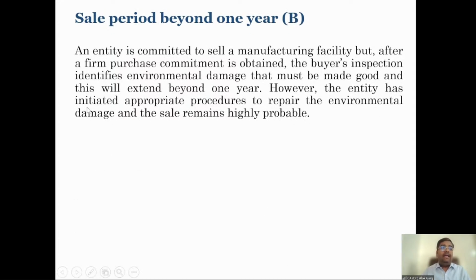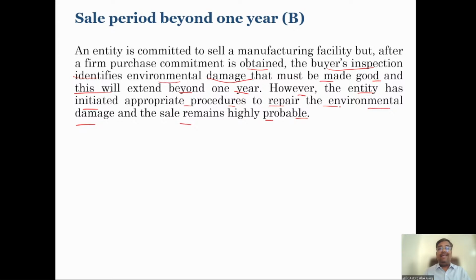Next example, an entity is committed to sell a manufacturing facility, but after a firm purchase commitment is obtained, the buyer's inspection identifies environmental damage that must be made good, and this will extend beyond 1 year. So an entity is committed to sell a factory, but after the binding agreement is entered, the buyer's inspection identifies the environmental damage which must be made good, and this will extend beyond 1 year. However, the entity has initiated appropriate procedures to repair the environmental damage, and the sale remains highly probable.